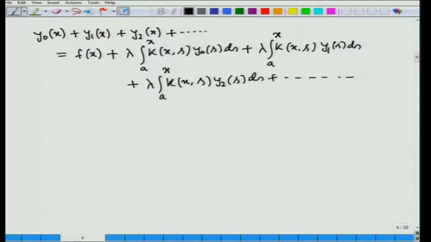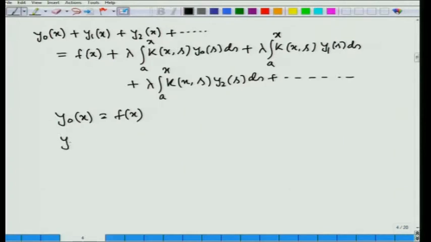Now, our target is to construct an iterative method such that with some initial guess for y0, we can calculate y1(x). Once we have obtained y1(x), then we can calculate y2(x) and so on. So, here we are assuming y0(x) is equal to f(x) directly. Now, if we equate term by term, the first term on the left hand side is equal to the first term on the right hand side, then the second term on the left hand side is equal to the second term on the right hand side.